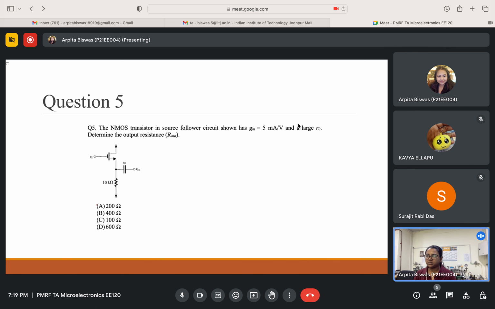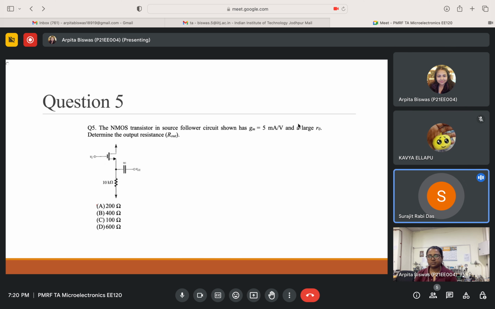The NMOS transistor in the source follower circuit shown has a given gm value of 5 milliamps per volt, and here r0 is very large. So determine the output resistance. First tell me what is the value of gain. Is the output taken from the source side? If it is a source follower, now tell me which amplification circuit is known as a source follower. Common drain. Okay, if it is common drain, then output is taken from the source side.